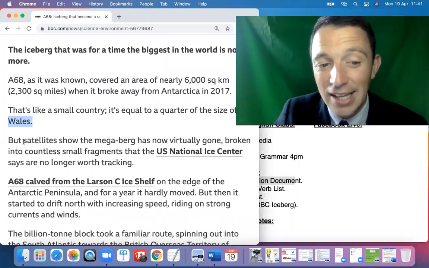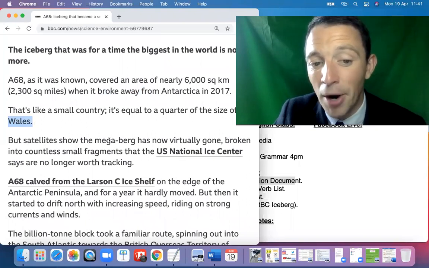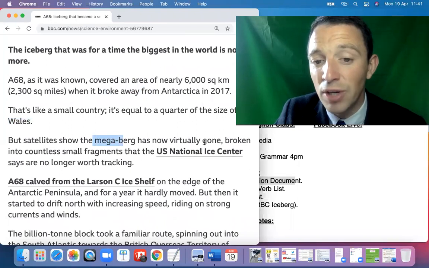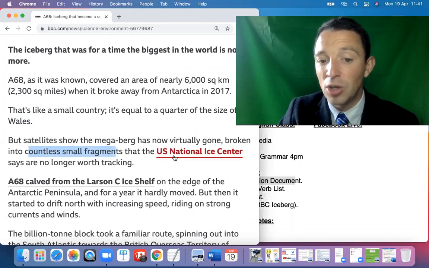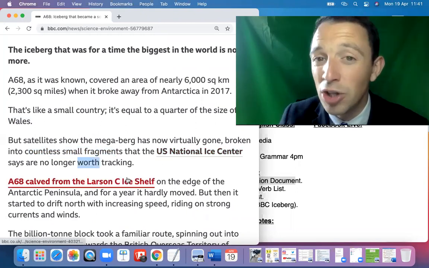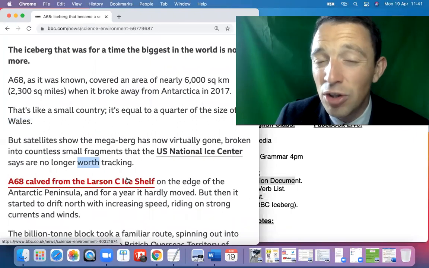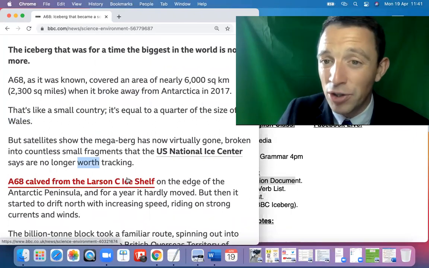Okay, so satellites show the megaberg has now virtually gone, broken into countless small fragments that the US National Ice Center says are no longer worth tracking. So not too difficult. The vocabulary is not too difficult at the moment, but after I will just explain some of the expressions.